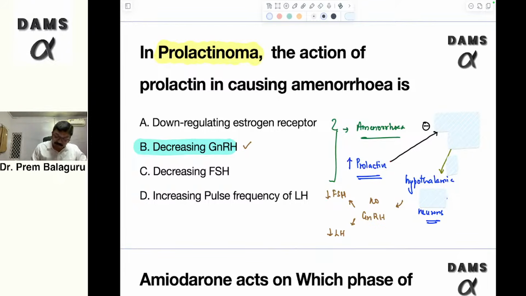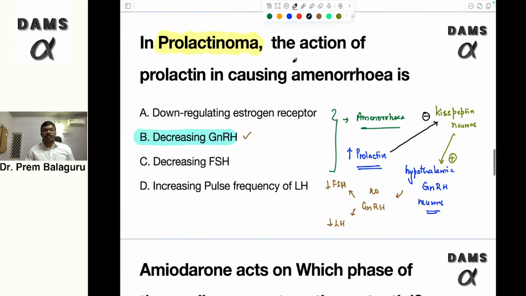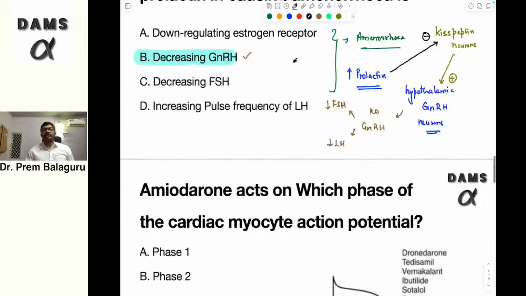So Shaurya, very right answer, B, decreasing GnRH is the right answer for this question, guys. So let me keep this option open for you so that you get a clear idea of the question itself. That's question 3, that's prolactinoma, guys. Moving on to question 4.